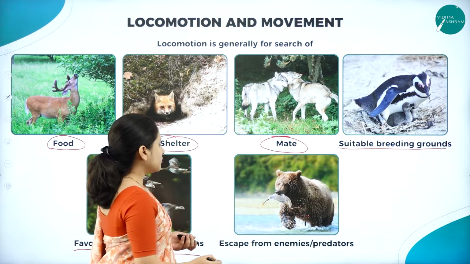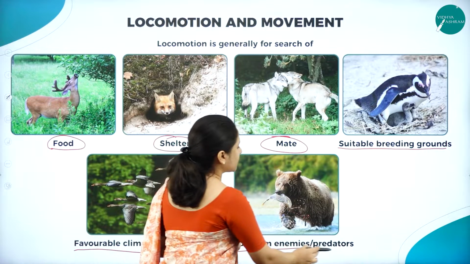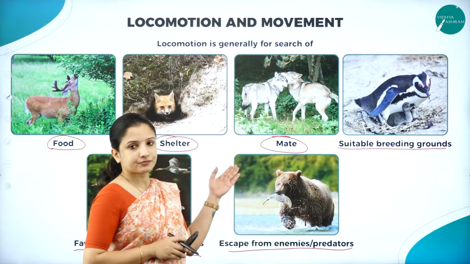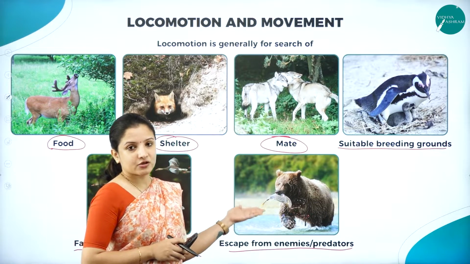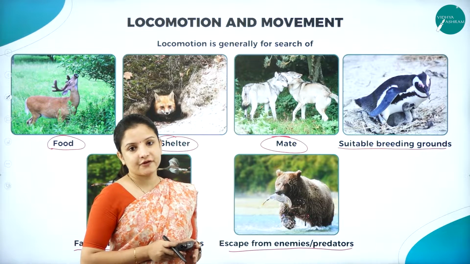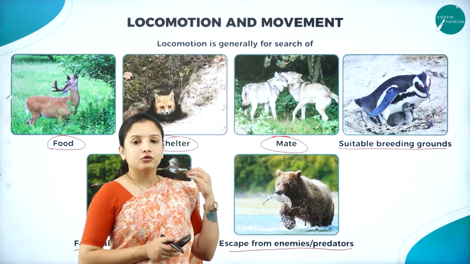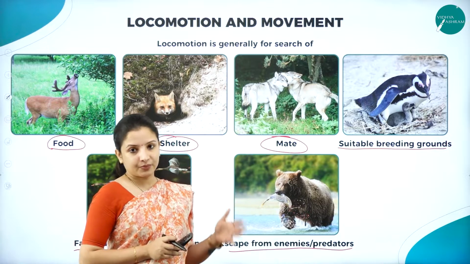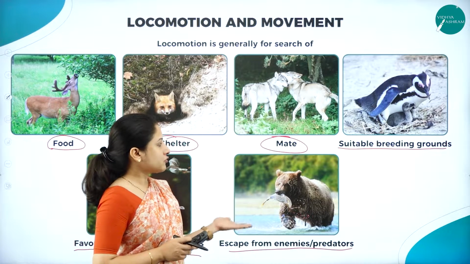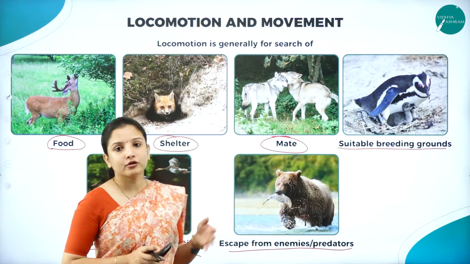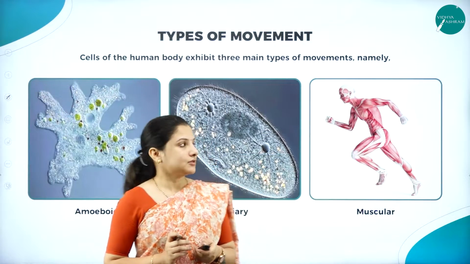And also, locomotion is important to escape from enemies or predators. So here I've taken a picture of a grizzly bear which is catching a fish. The fish will have to locomote to escape from the predator. So therefore, locomotion is very, very important for all of these purposes.